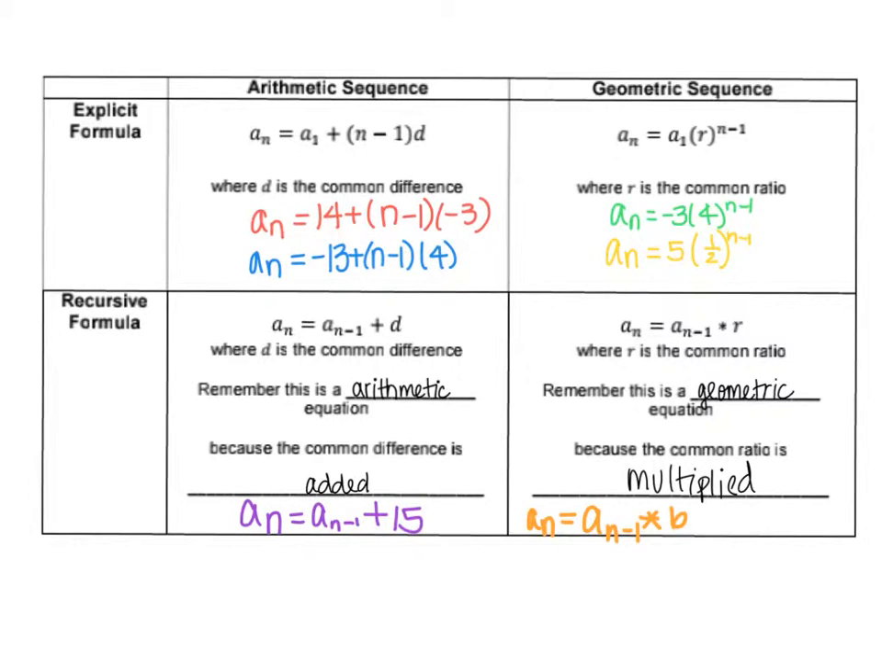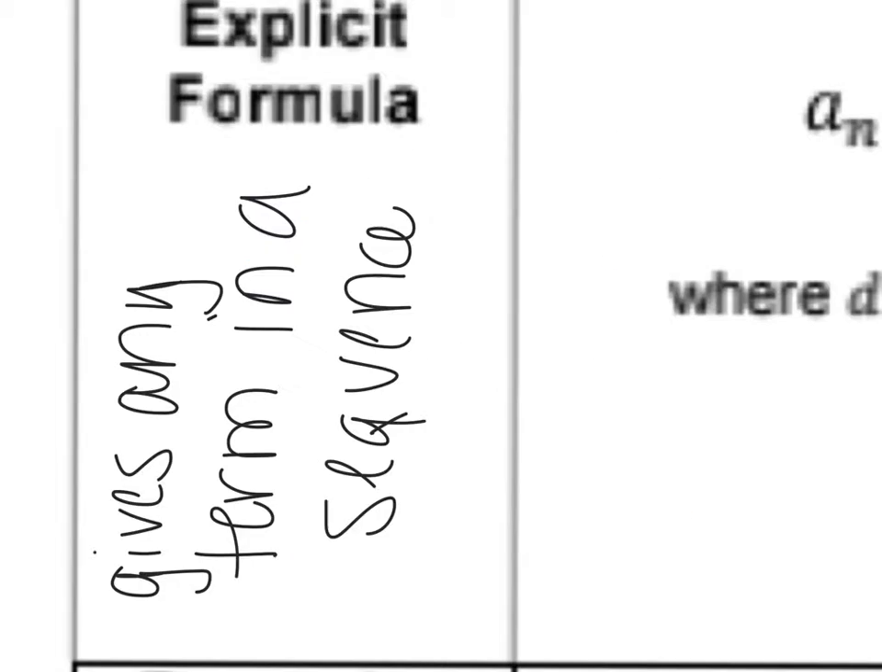Today we learned about writing both explicit and recursive formulas for arithmetic and geometric sequences. You need to remember what the difference between the two is. So the explicit formula is going to give you any term in the sequence. If you want the 15th term, the 100th term, or the 1000th term, it's going to automatically give it to you.